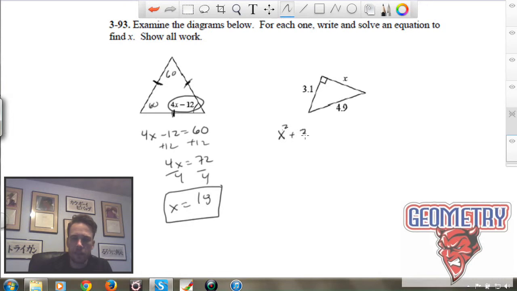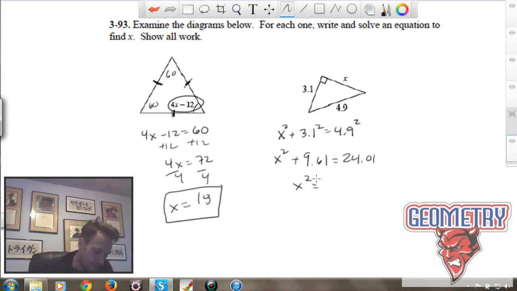In the second one here, this is a right triangle, so we can use the Pythagorean theorem. x squared plus 3.1 squared equals 4.9 squared. So x squared plus, I can't do that one in my head. So let's see, 3.1 squared ends up being 9.61 equals, that 4.9 squared ends up being 24.01. So I'm going to subtract this 9.61 to the other side, and we end up getting x squared equals 14.4.